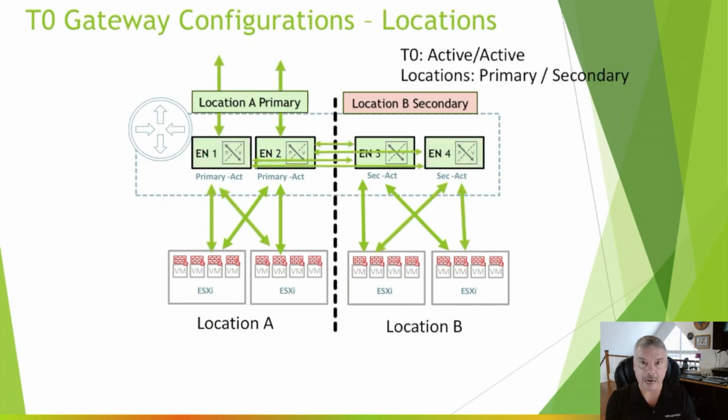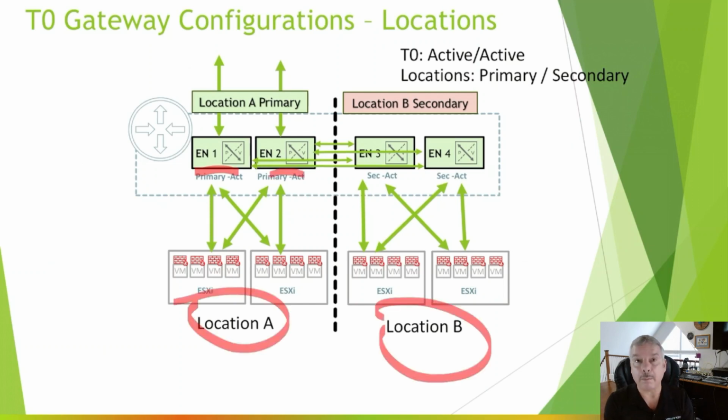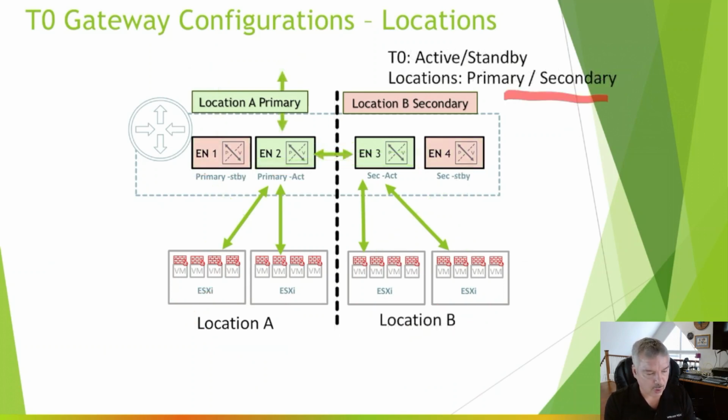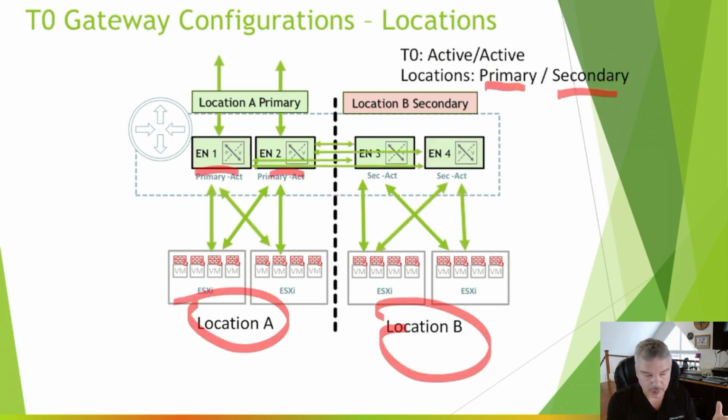Then we can do active, which we talked about. Both edges at the location are both active. And again, we can do primary, secondary as our location. So same thing as before, but instead of using one edge, we're now using two edges at our location. So again, with primary, secondary, all traffic comes in and out of our primary location.